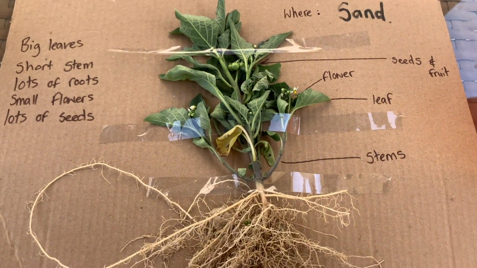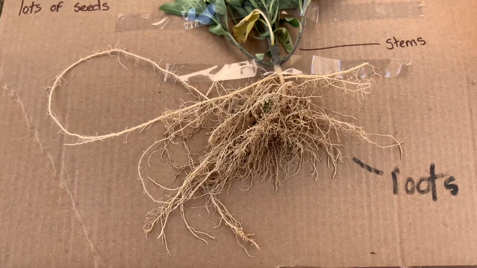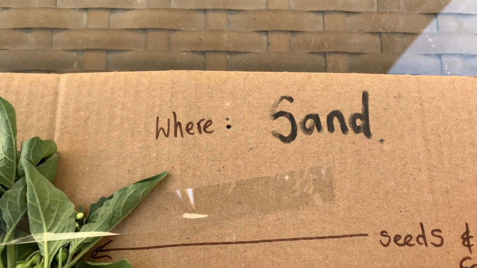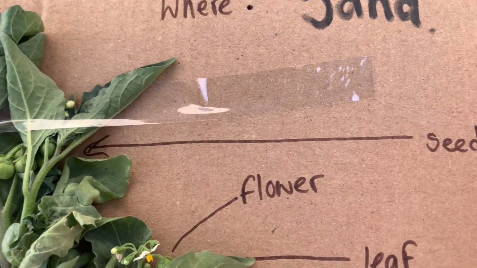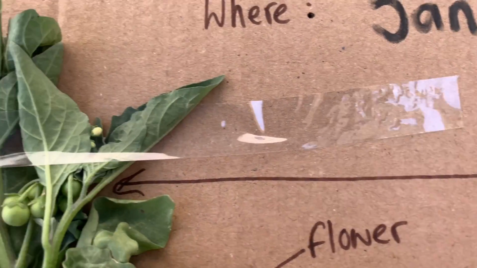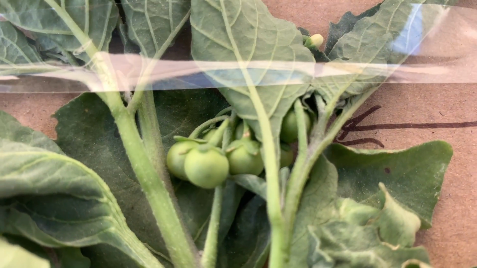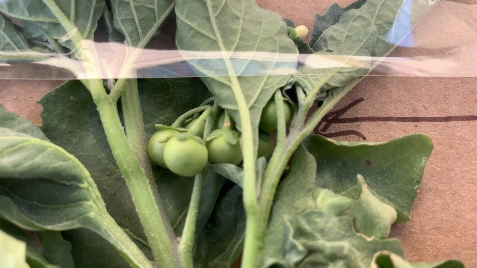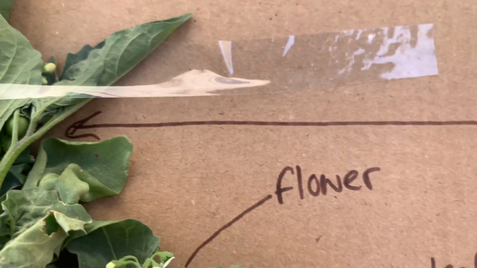Now I have labeled and stuck down all of the features that I can see on my plant. We are going to talk through them. First of all, where did I find it? I found it in the sand. Here we can see the seeds and fruit, and what I'm going to do later is pop one of them to see what's inside.